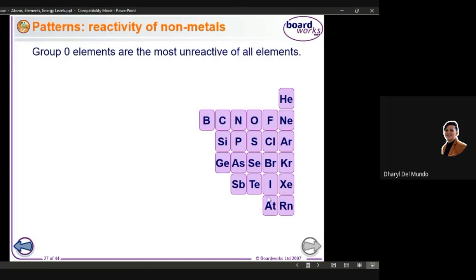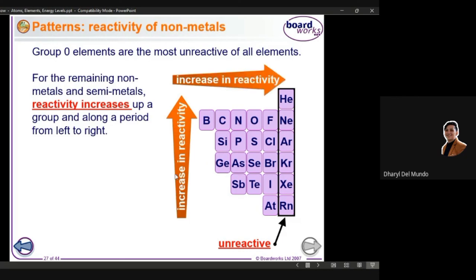So fluorine is less reactive, of course, because it has 7, and oxygen, nitrogen down to the lower part, then carbon down to germanium, and boron, of course, becomes reactive from time to time. Okay, so they are unreactive, of course. And for the remaining non-metals and semi-metals, reactivity increases up the group and along the period from left to right, like what we have discussed a while ago.